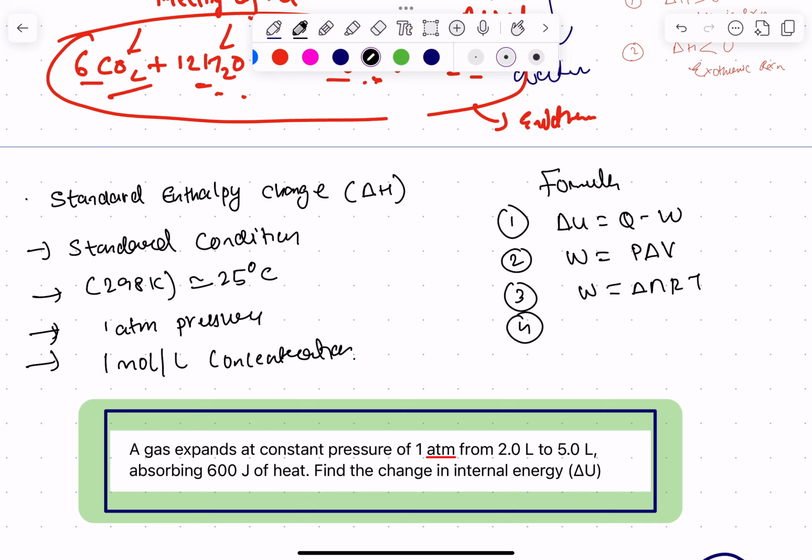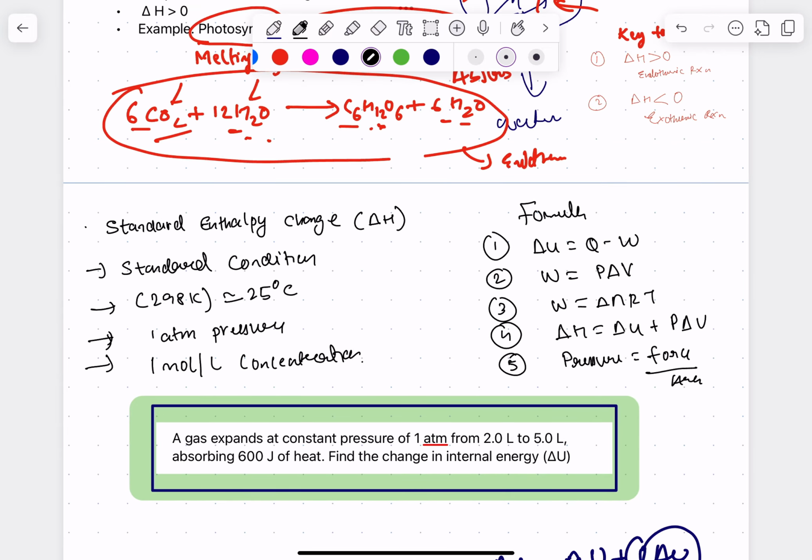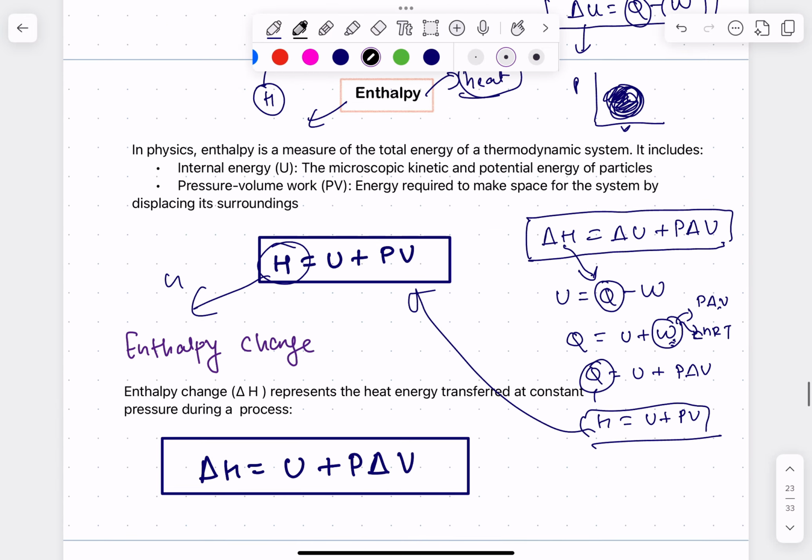Fourth we have studied is the enthalpy one, delta H is equals to delta U plus P delta V. We have studied some formula also, and we didn't study it yesterday, but just remember this thing also, pressure is equals to force upon area, because we will be using this also at some point maybe.